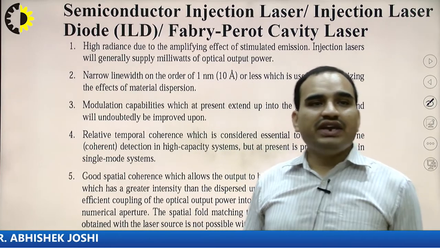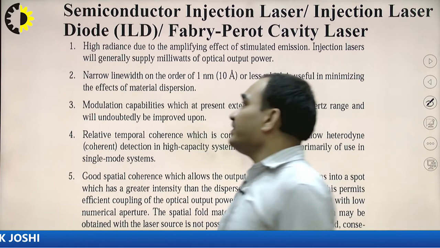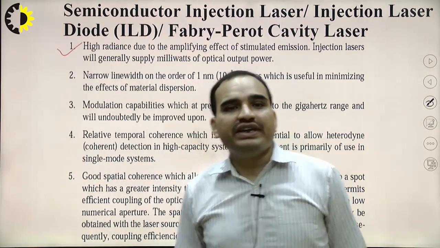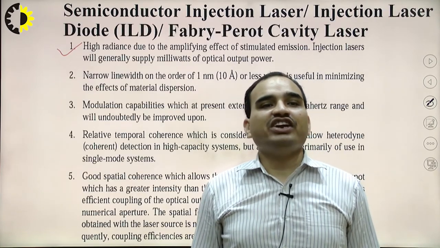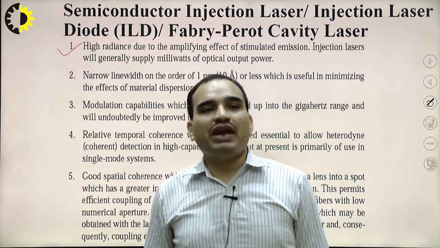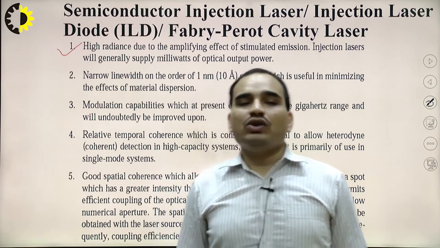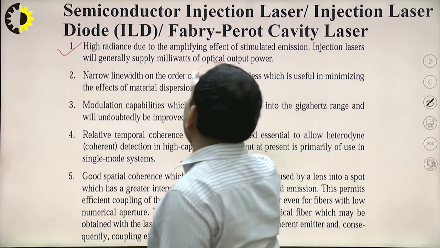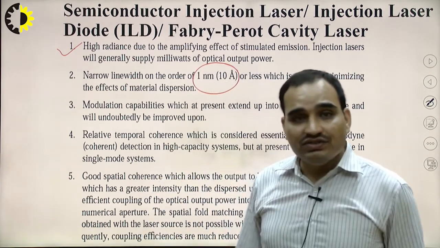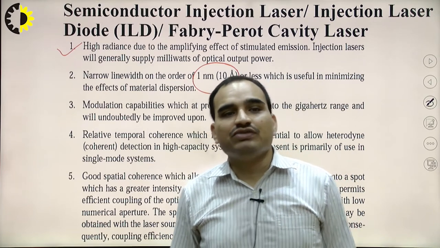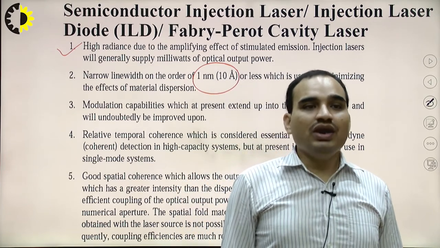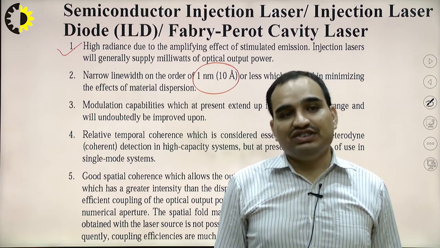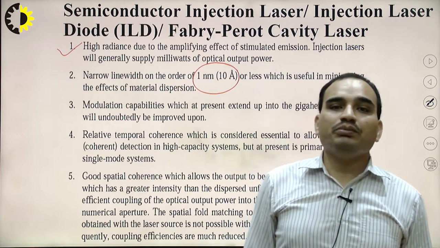So, what are the advantages? High radiance due to the amplifying effect of the stimulated emission; the injection laser will generally supply milliwatts of optical output power. Narrow line width on the order of 1 nanometer or 10 angstrom or less, which is useful in minimizing the effects of material dispersion. Modulation capabilities, which at present extend up to the gigahertz range and will undoubtedly be improved upon.